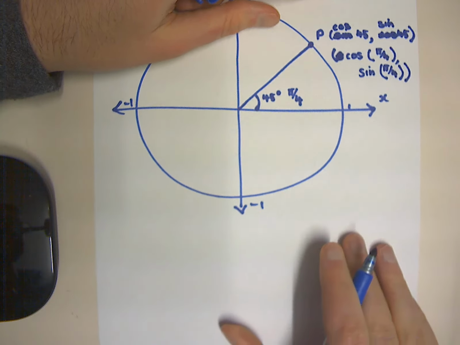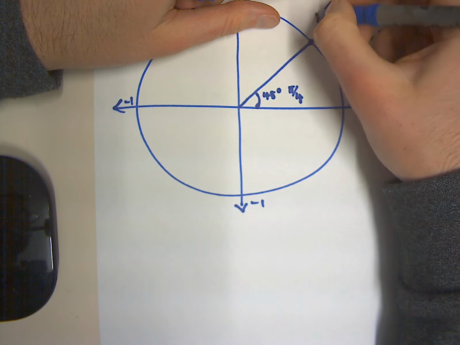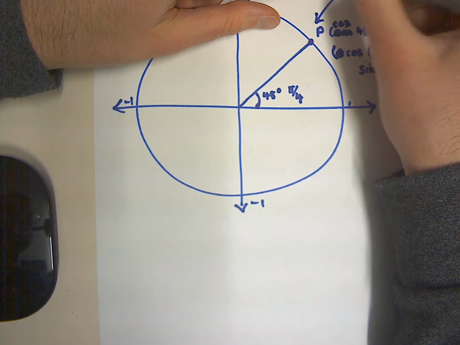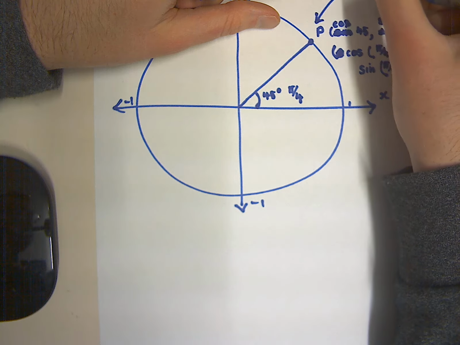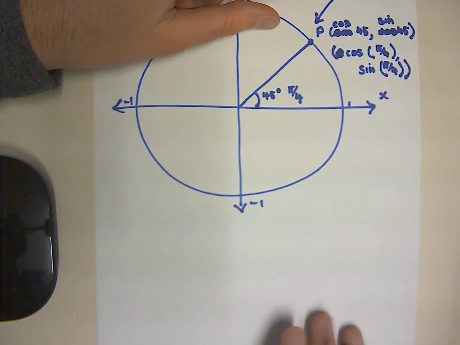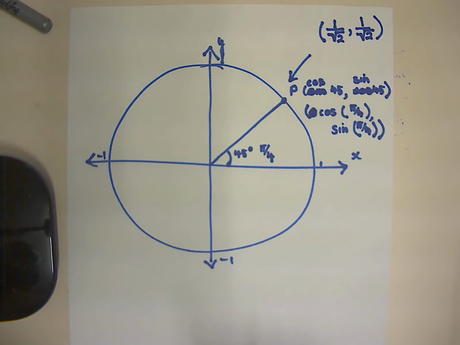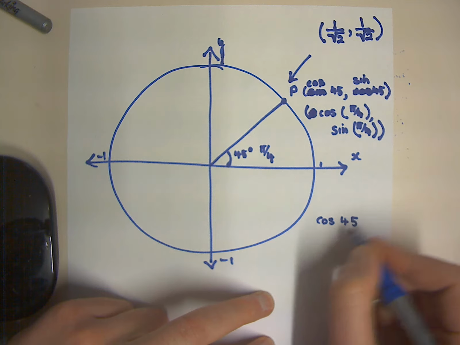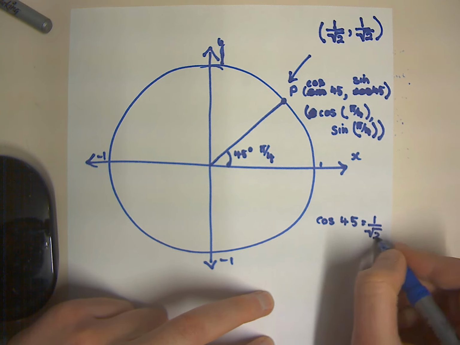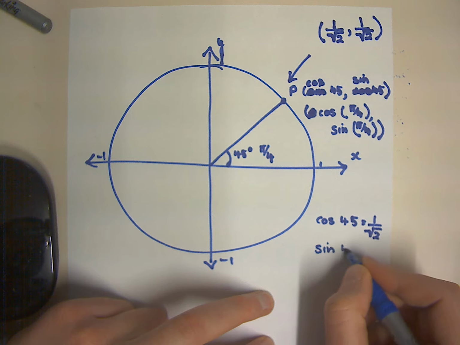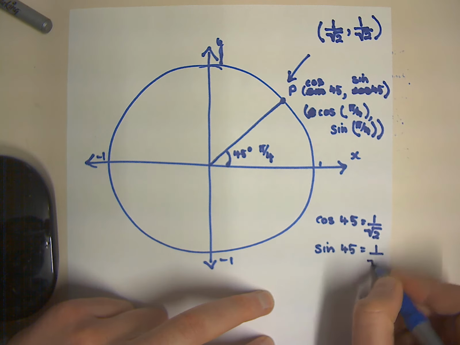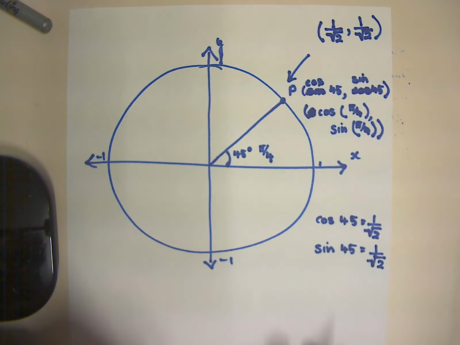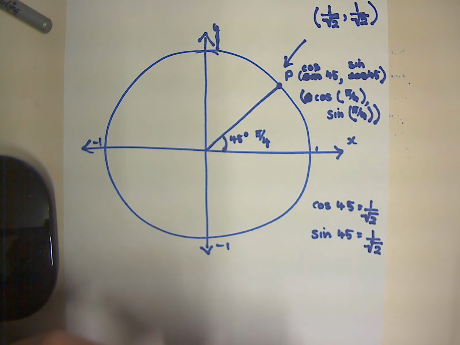Now, I happen to know that the x and y coordinates of P, for this particular P, are 1 on root 2 in both cases. That's off the screen, so I'll move it down. So what that means is that cos 45 is 1 on root 2, and sine 45 is also 1 on root 2. Now, cos and sine of pi on 4 are also 1 on root 2, pi on 4 radians.